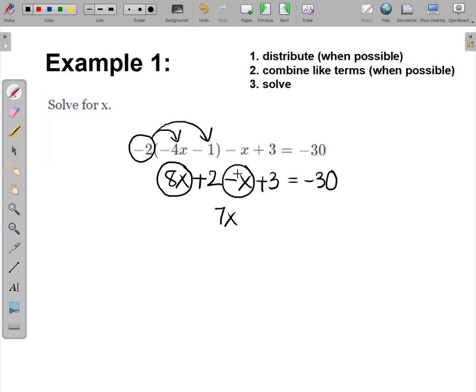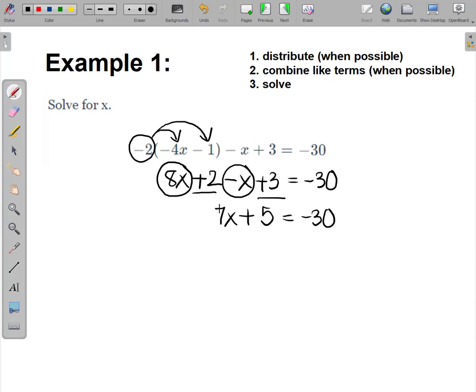If it helps you, you can always put the number 1 in front if it's a -x or a +x. I always leave it out because I understand that, but it's whatever you prefer. I'm going to underline 2 and 3. And 2 plus 3 is 5, so my equation would simplify to 7x plus 5 equals -30.